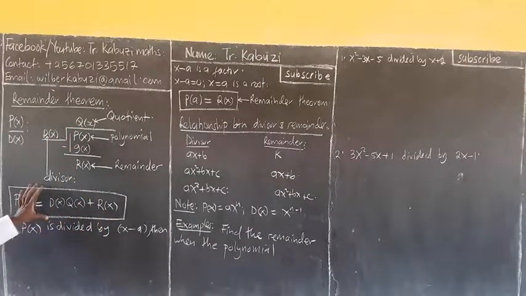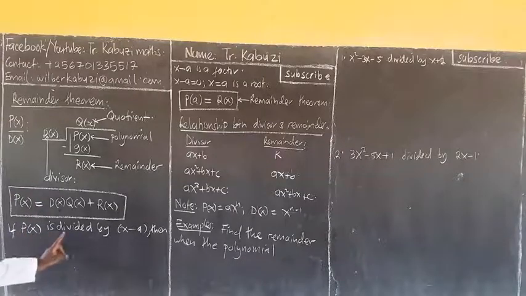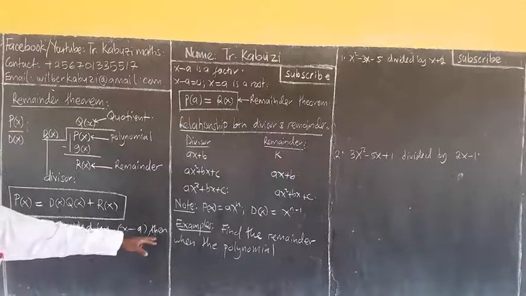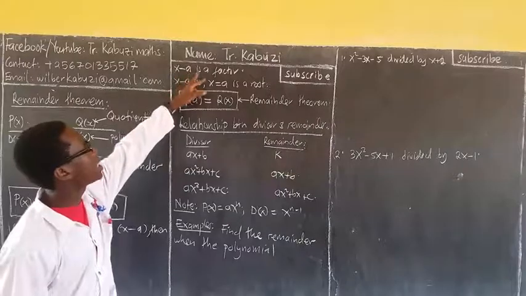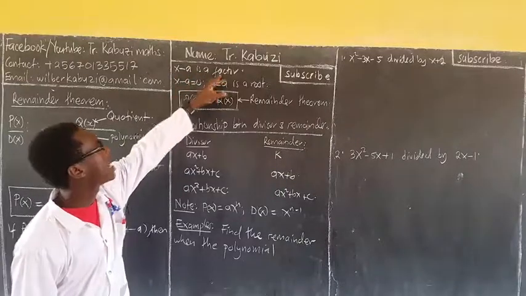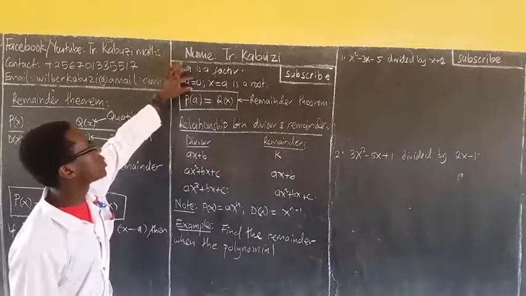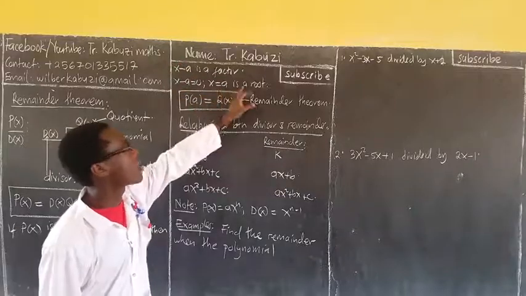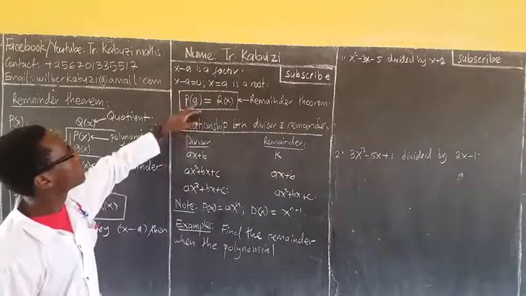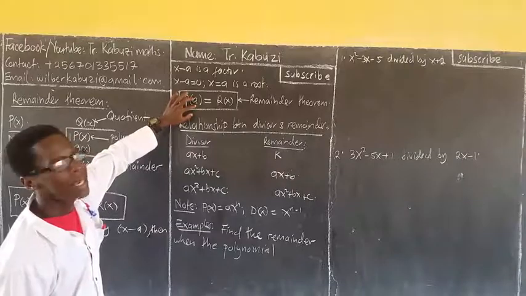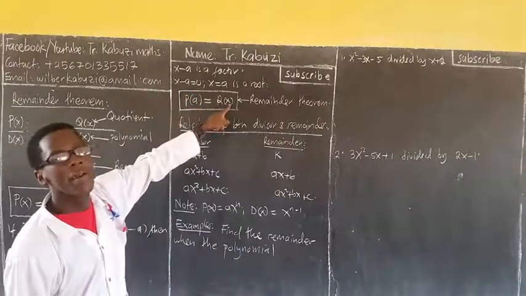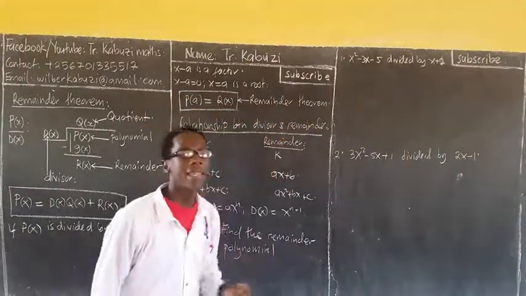This is very crucial. Now, if the polynomial is divided by x minus a, this x minus a is always called a factor. Then when we equate this factor to 0, what we get is a root. Now, if we put a root in a polynomial, what we get is the remainder, and hence the remainder theorem.